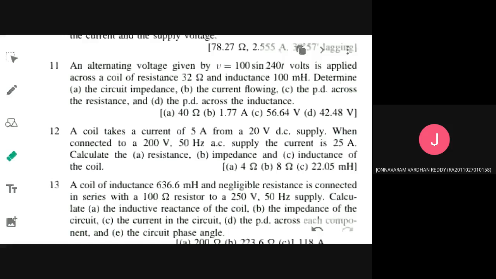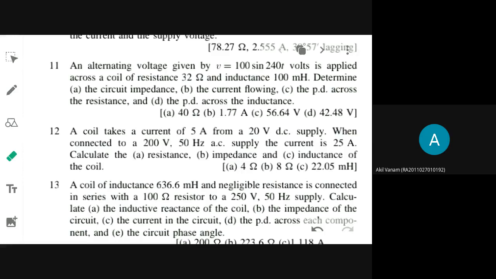Ma'am, impedance is equal to 40. Here's the formula: Z is equal to under root R square plus XL minus XC whole square. Only XL will come, since it's not an RLC circuit, it is an RL circuit. So Z is R square plus XL square, under root. Yes, ma'am. Okay, Z is 40 ohm.